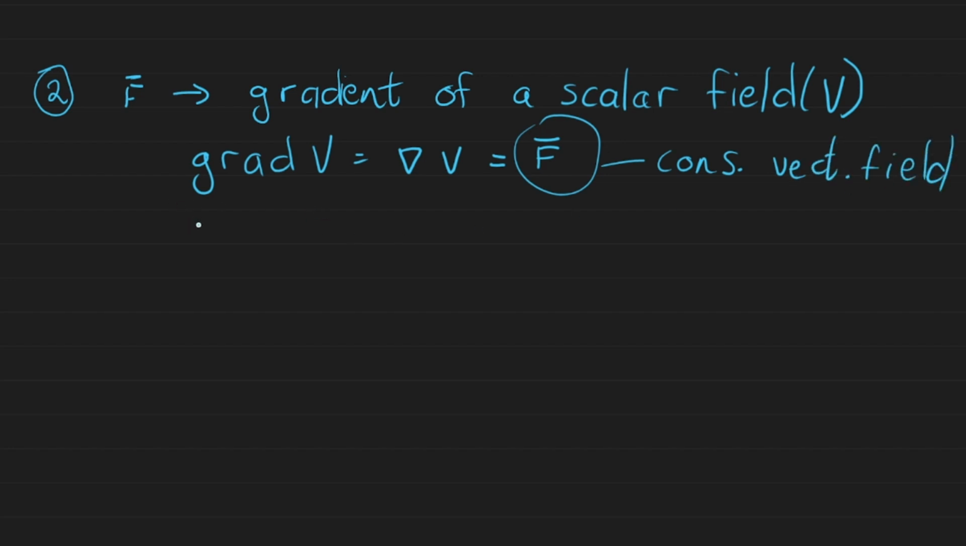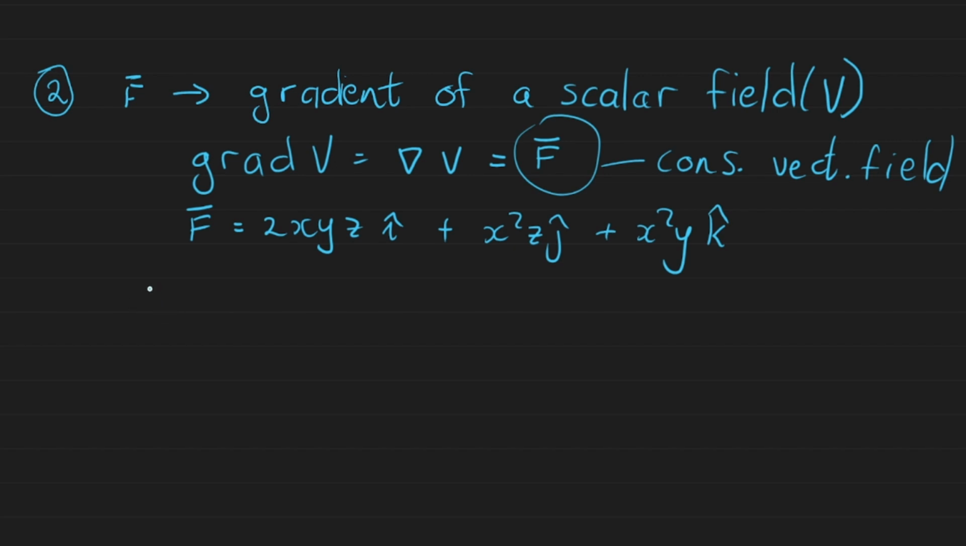So let's just take our previous example. We had f being equal to 2xyz in the direction of i, plus x squared z in the direction of j, plus x squared y in the direction of k. So now, what is the gradient vector?